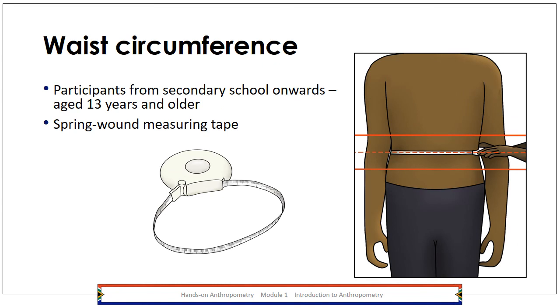Finally, we measure waist circumference in secondary school learners and adults. We use the same spring wound measuring tape to measure waist circumference that we used for MUAC and calf circumference. And once again, if a spring wound measuring tape is not available, a regular tape measure can be used.